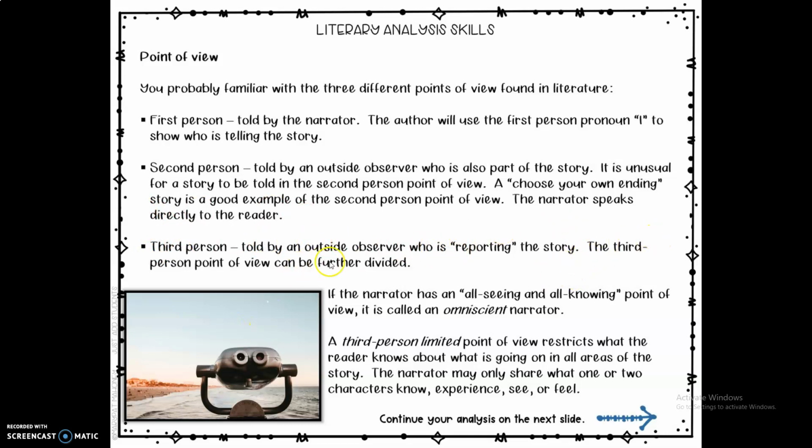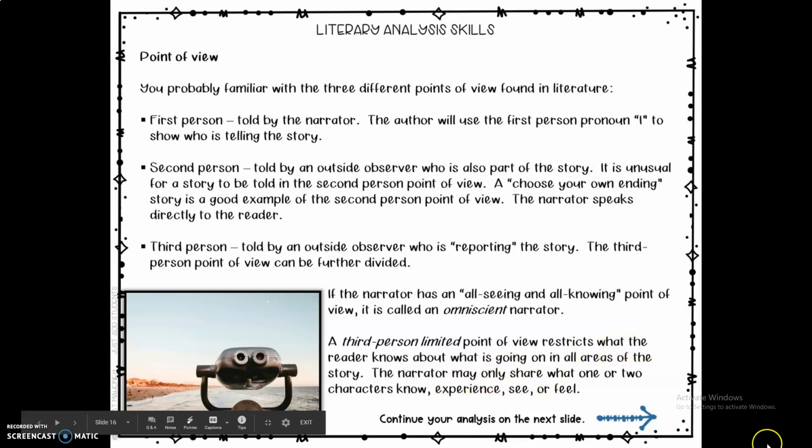Third person point of view is told by an outside observer who is reporting the story. The third person point of view can be further divided. So if the narrator has an all-seeing and all-knowing point of view, it's called omniscient narrator, which means they can get into everybody's mind. They can see everything that's happening. So you can skip from the protagonist to the antagonist to the side characters. A third person limited point of view means that it restricts what the reader knows about what's going on in all areas of the story.